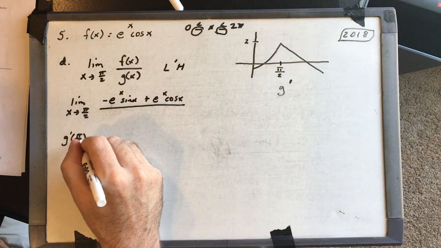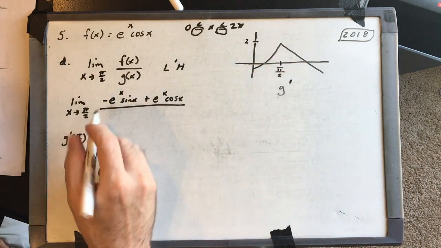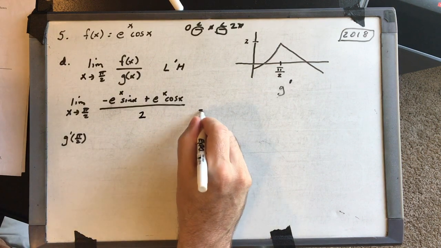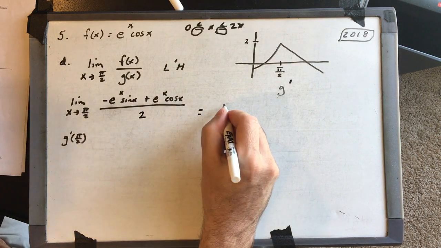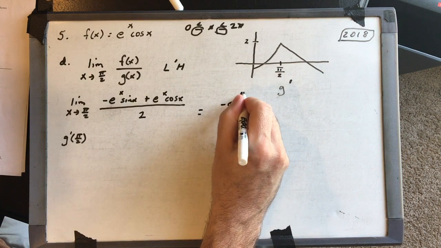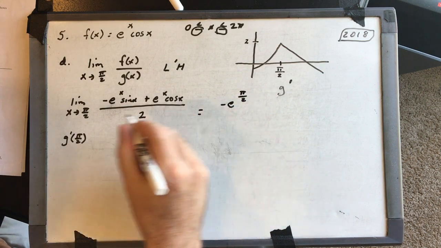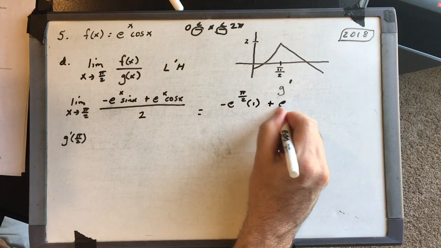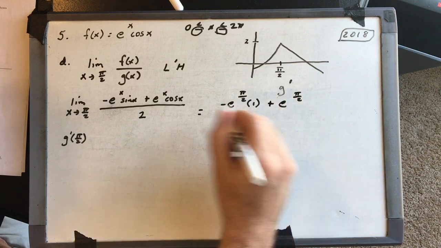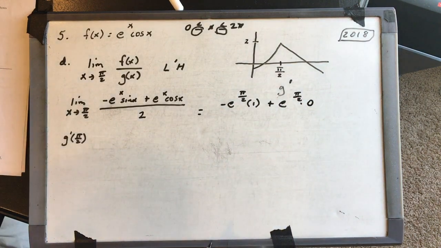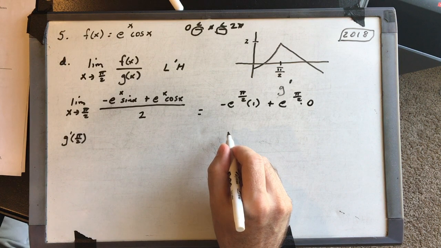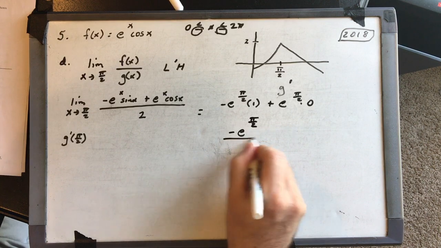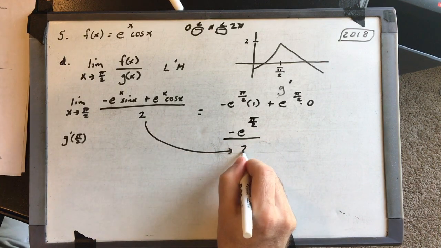So if you plug in pi over 2 to g prime, which is what we're doing here since we're taking the derivative, then it's 2. So let's plug in pi over 2 to the numerator. That's minus e to the pi over 2 times the sine of pi over 2, which is 1, plus e to the pi over 2 times the cosine of pi over 2, which is 0. So that's going to be minus e to the pi over 2 over 2.